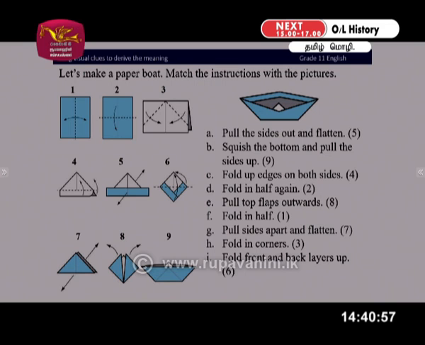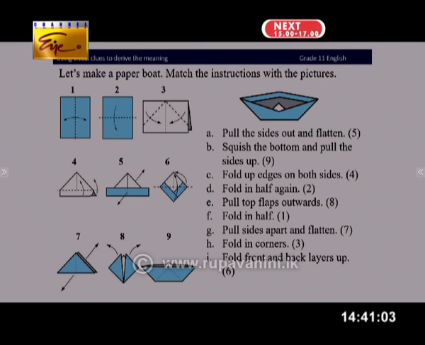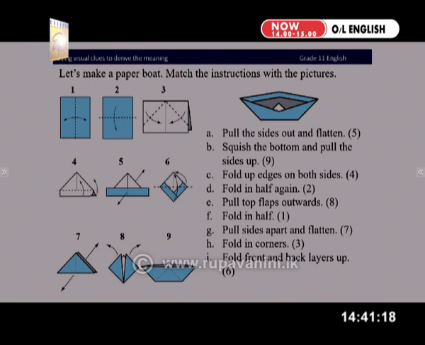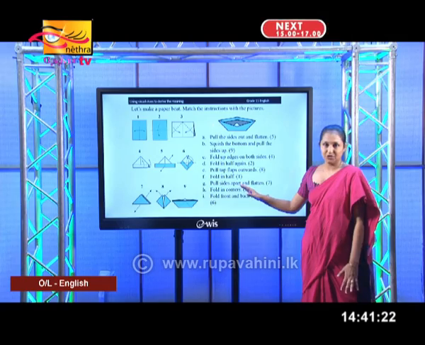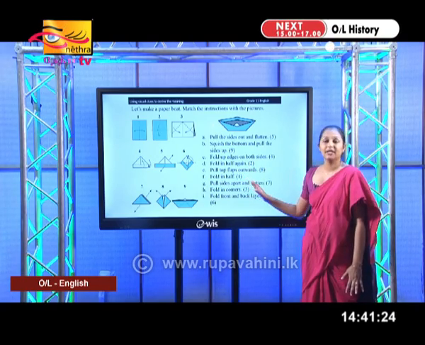7, pull sides apart and flatten. 8, pull top flaps upwards. And the last step, the 9th step to get a paperboard is, what is it? It's squish the bottom and pull the sides up. So, if you follow these instructions, you will easily get a paperboard.